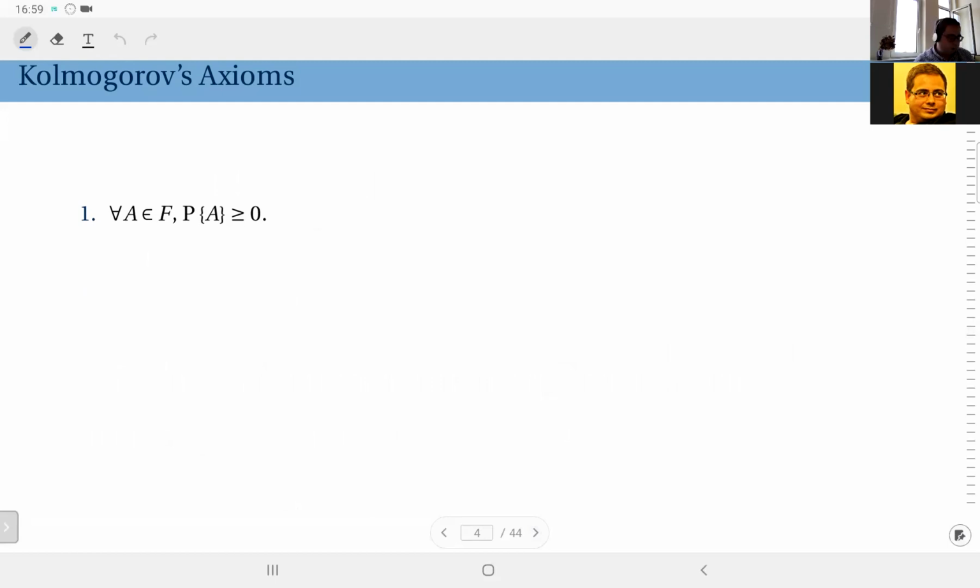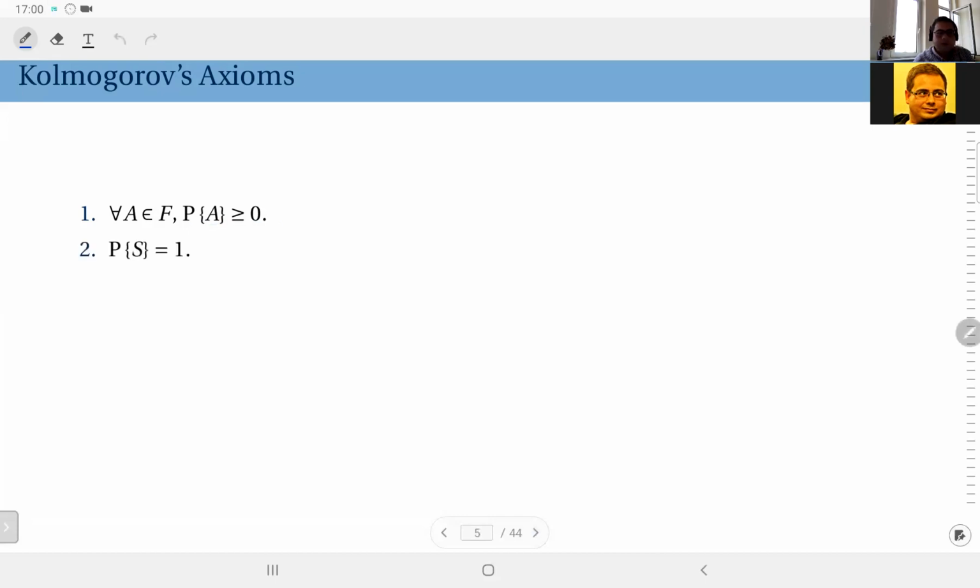The first one: for any event in the event space, the probability assigned to this event must be non-negative. It's greater than or equal to zero. It cannot be negative. So a probability can never be negative. That's the first rule. So for instance, if you're solving a problem and at any point you come across a probability that is negative, then you must have made a mistake somewhere.